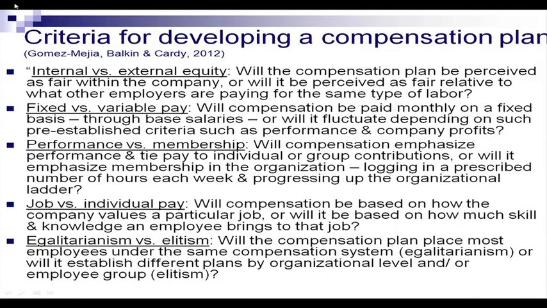The other is job versus individual pay. Will compensation be based on how the company values a particular job, or will it be based on how much skill and knowledge an employee brings to that job? Now, when we talk about job related pay, we say, okay, this particular activity is very important for the organization. So, anyone who is able to do this will get a higher pay than the others. The other way of assessing things is anyone who performs better than his or her peers, or who has a better skill set than his or her peers, will get a higher salary.